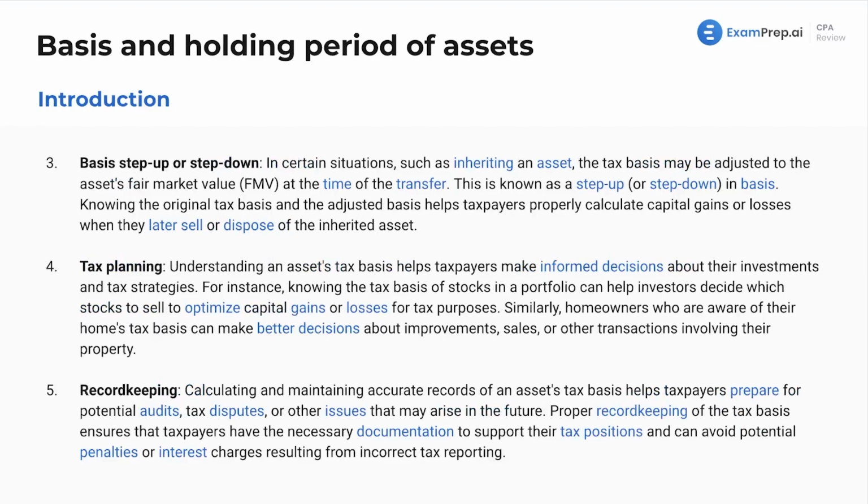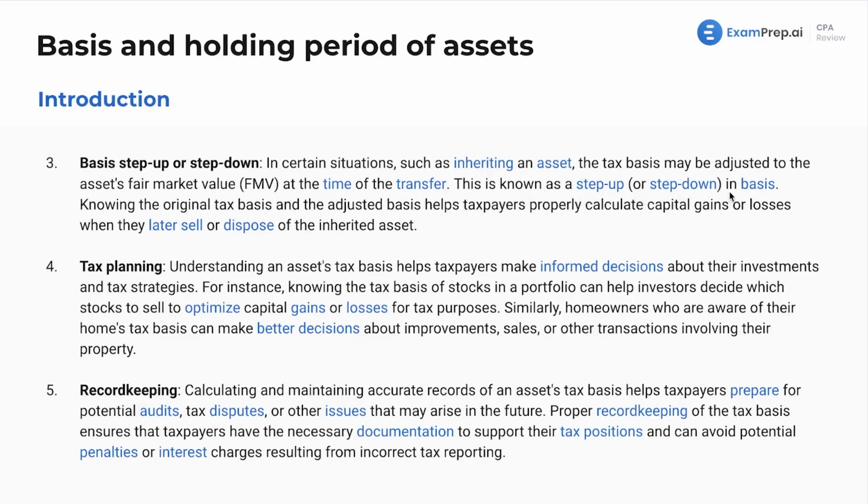All right, basis: step up or step down. When we're talking about inheriting an asset, in many situations such as gift tax and inheritance, the tax basis may be adjusted to the asset's fair market value at the time of transfer. We're not going to dive into this too much as a concept here. We're just understanding the importance of it, that we will see this when we deal with inheriting assets, gifting assets, things such as that. This is going to be known as your step up or step down basis.